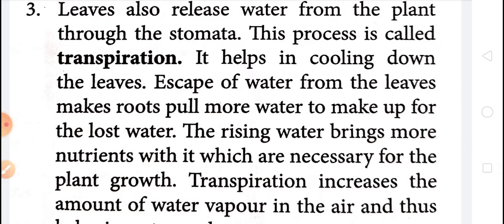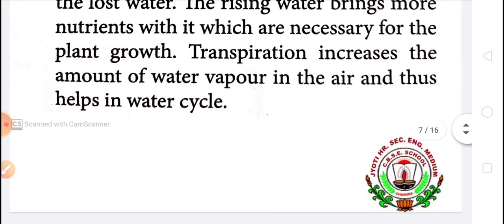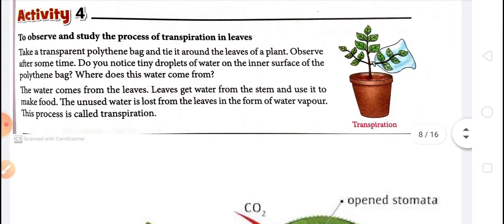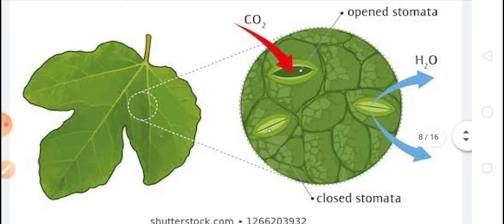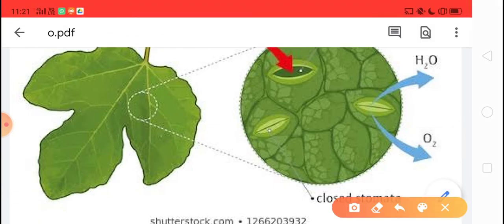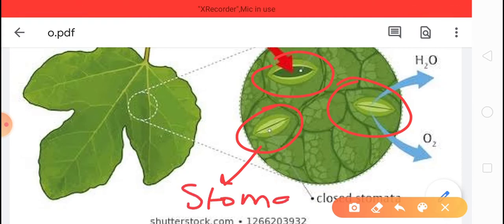Okay, now here you have to understand what stomata is. Stomata are the small pores which are present on the surface of the leaf. Small pores which are present on the surface of the leaf are called stomata. Just like the small pores which are present on our skin, the small pores are present on the surface of the leaf, and those small pores are called stomata.